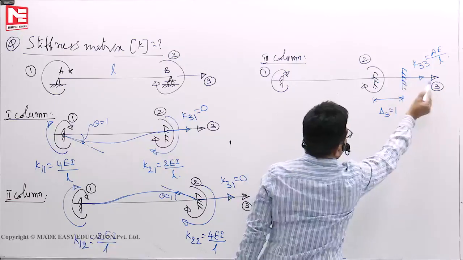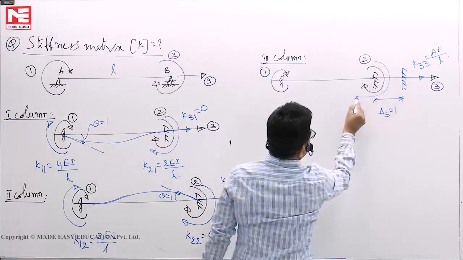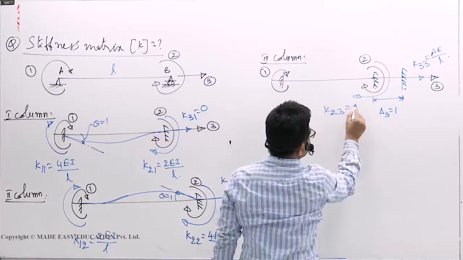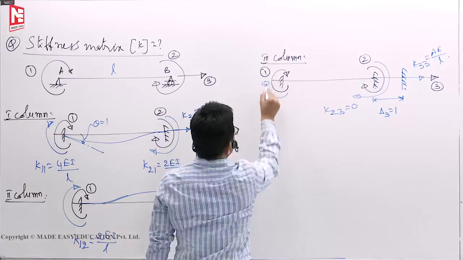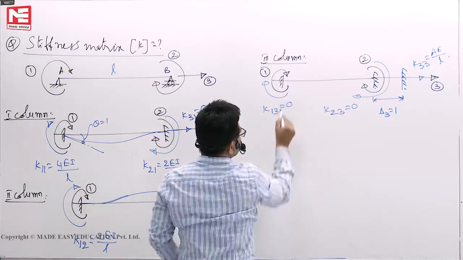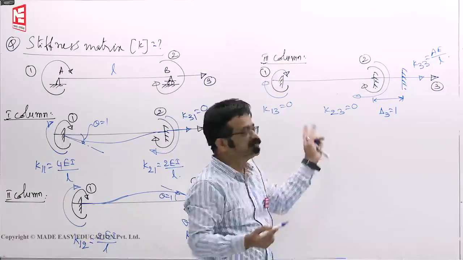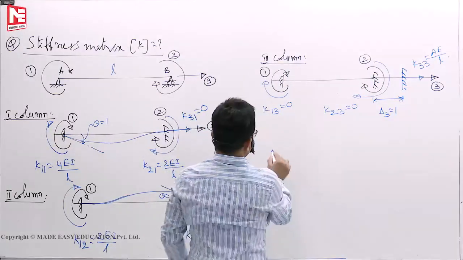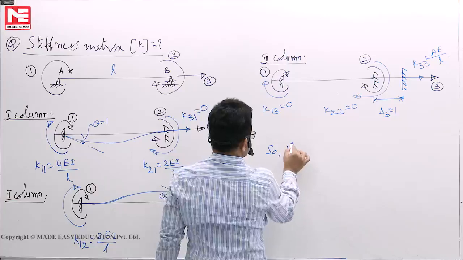Then when I am pulling it, how much moment will develop here? The force at 2 because of this elongation at 3, and the force at 1 because of the pull at 3, are 0, because no moments will develop when you are elongating. So these are 0. So your K becomes like this.